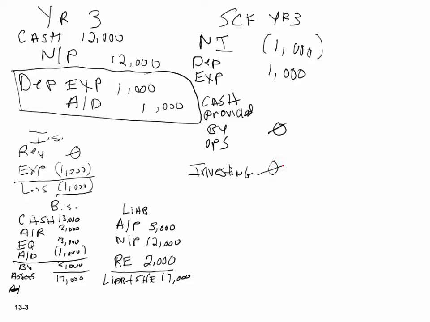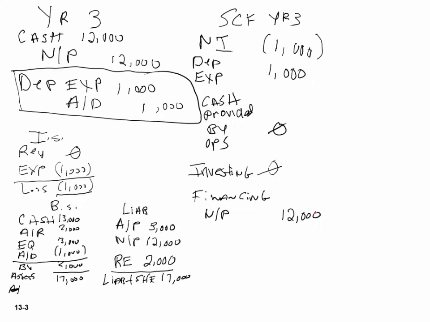That's zero. But I did go out and acquire financing. When you borrow money, we call that acquiring financing, don't we? So I have a new section that we're adding now, which is my financing activities. And for my financing activity, I have that note payable, don't I? And that increased my cash $12,000? Okay.